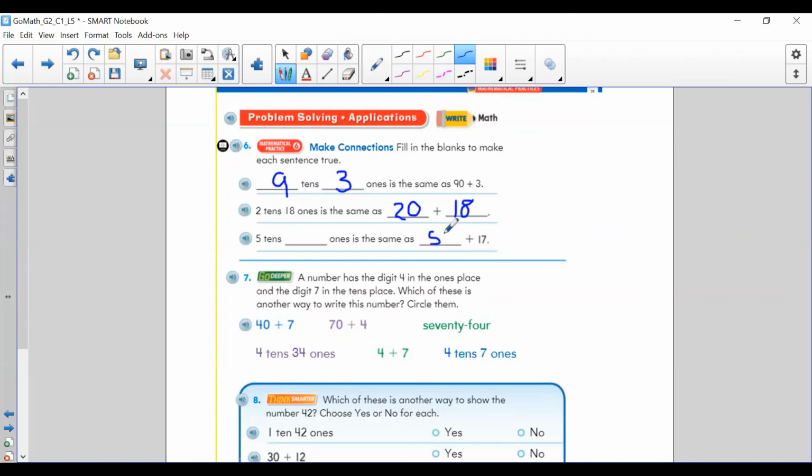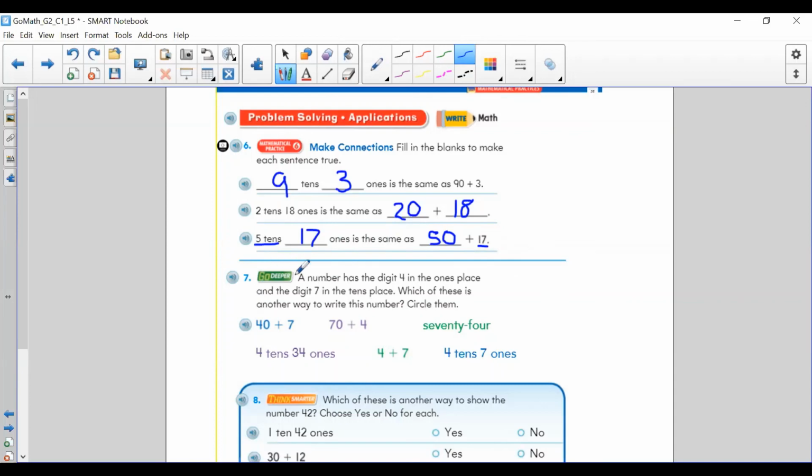So we found our answer to this first blank line by going back over here and looking at 5 tens. But the second one tells us, how many ones? Well, we can look right here. How many ones is that? 17. So 5 tens and 17 ones is the same as 50 plus 17. Okay, so that was sort of a mystery trying to figure out what the missing numbers were. You have to really look at the whole problem and try to figure it out.